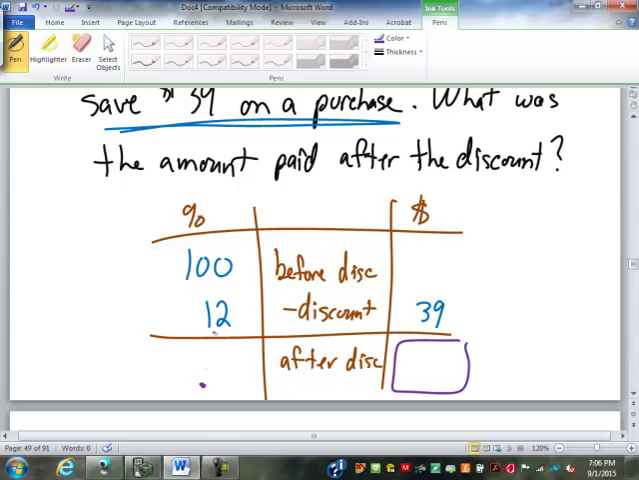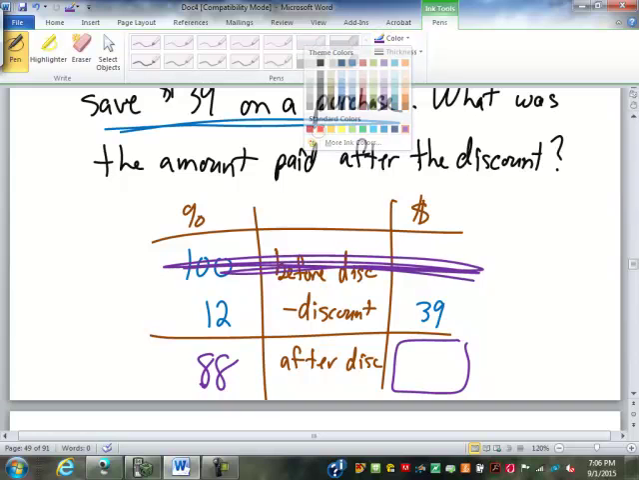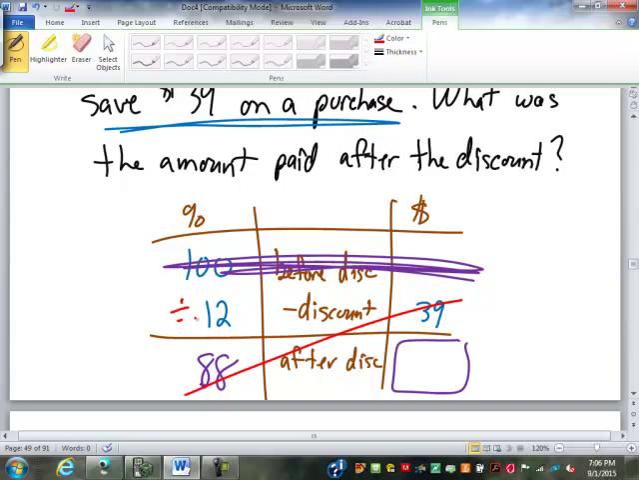88. Good. It's minus the discount. So 100 minus 12 is 88. So we don't need the top row this time. 88 times 39 divided by 12 is... What's that? 286. Is that what everybody got? That works. $286. Perfect.